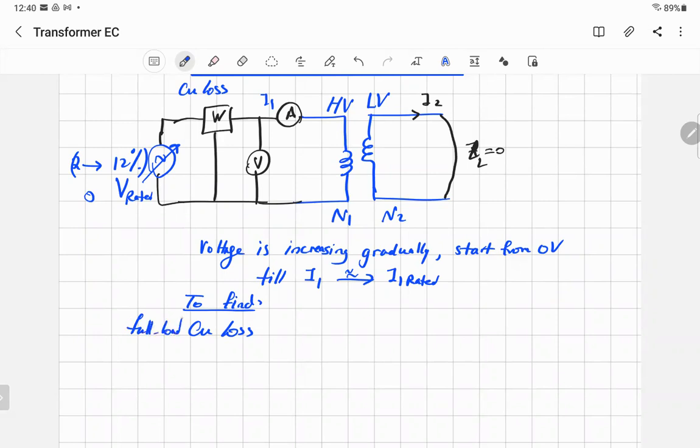Well, what does it mean? Because when you are increasing the voltage on this side, your eye is on the ammeter, and you are adjusting till you get the rated value of I1. So you are finding the power loss near the full load, which is important to know. And also, you can calculate the short circuit current, so you can protect your transformer, because you want to know if there is a fault, and faults always happen.